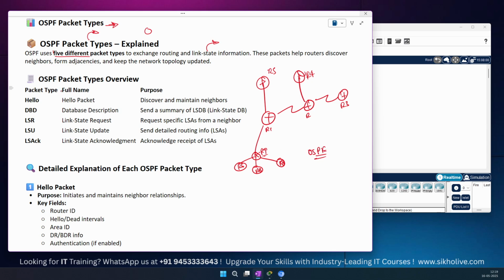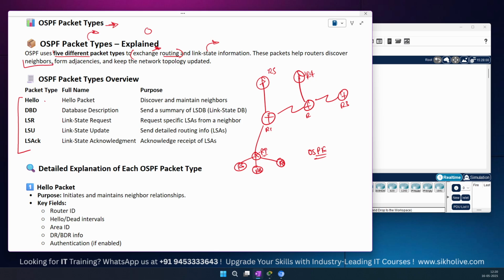So OSPF routers send and maintain 5 types of packets for neighborship adjacencies, to build the neighborship and to share updates with the neighbor router. So there are 5 types of packets in the OSPF routing protocol to exchange routing, and these packets help to discover the neighbor router.